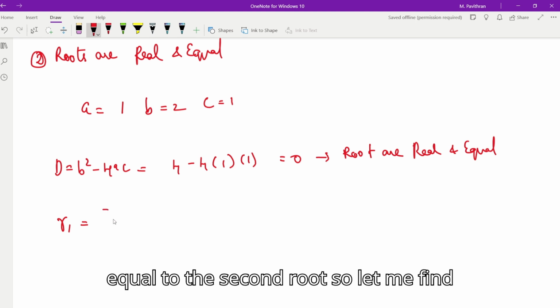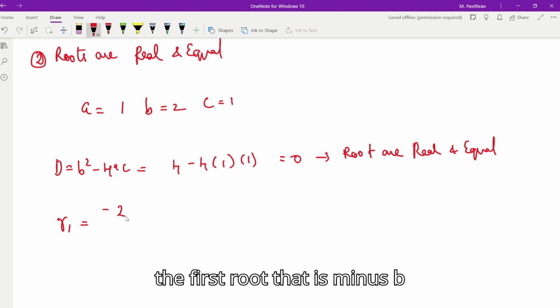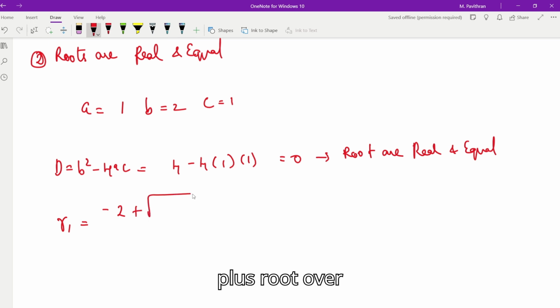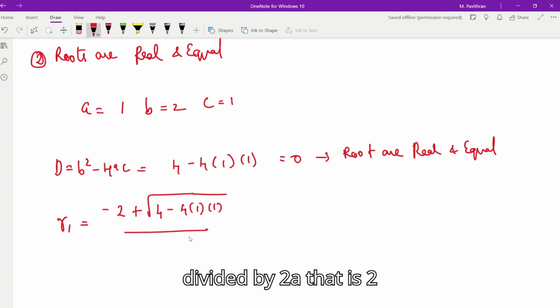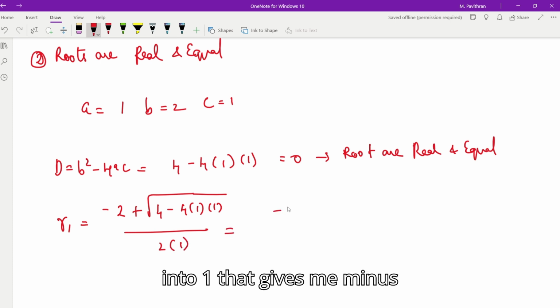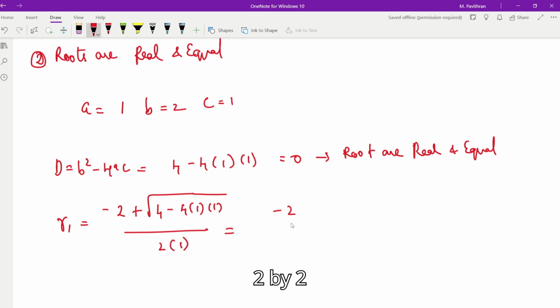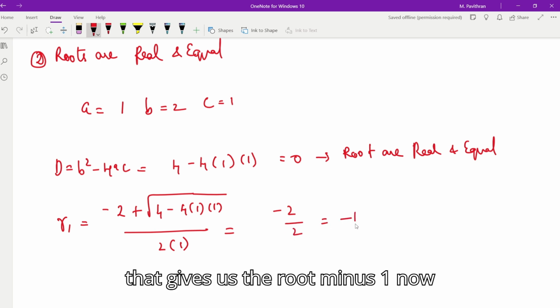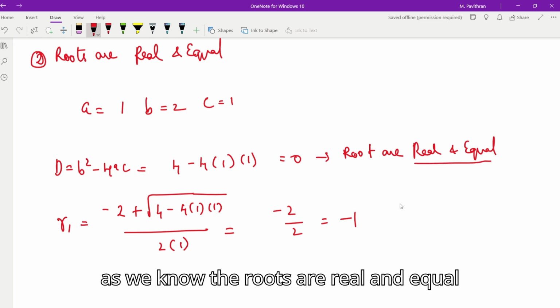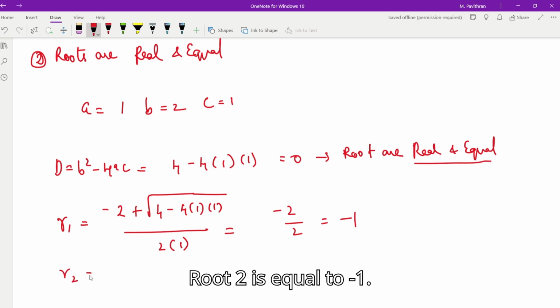Now if I find any one of the roots, it will be equal to the second root. So let me find the first root, that is minus b plus root over 4 minus 4 into 1 into 1 divided by 2a, that is 2 into 1. That gives me minus 2 by 2, that gives us the root minus 1. Now as we know the roots are real and equal, root 2 is equal to minus 1.